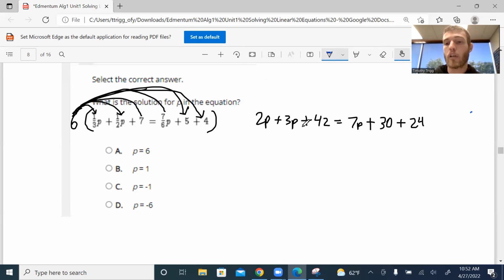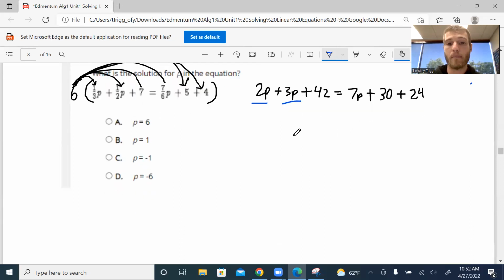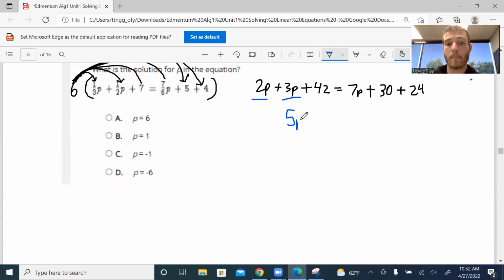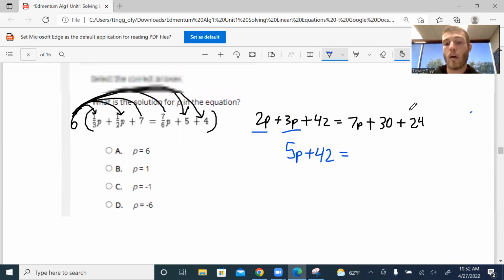Okay, now let's go ahead and combine like terms over here on the left. We can combine this 2p and 3p, making 5p. We still have this plus 42 constant. On the right side, we can combine this 30 and 24, giving us 7p plus 54. Okay, I'm going to let you try to solve the rest of that on your own.